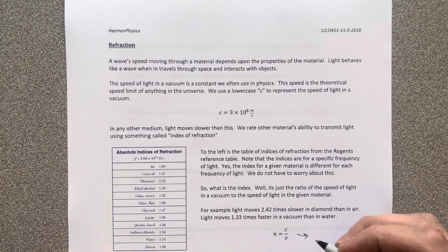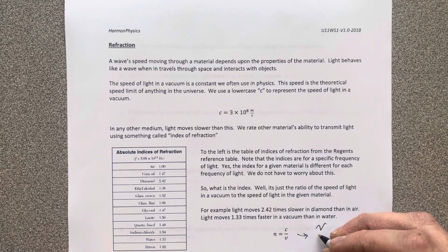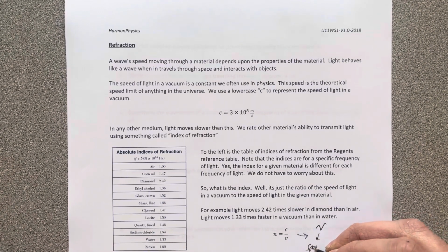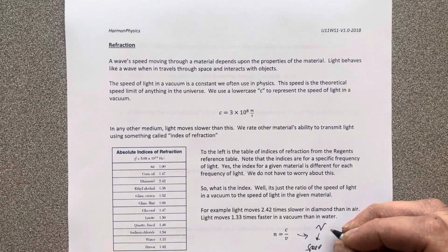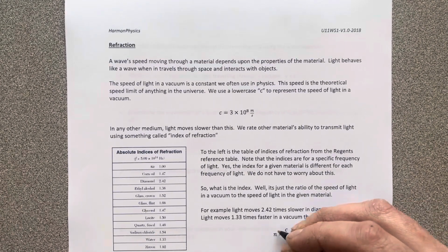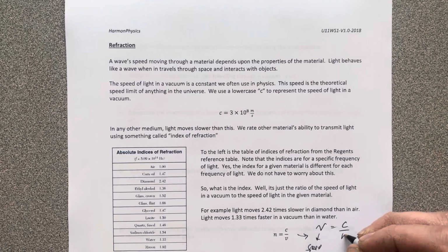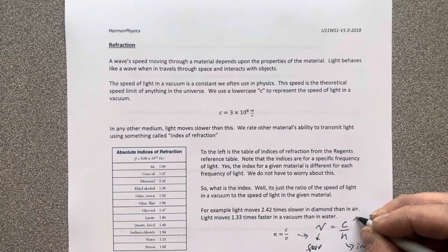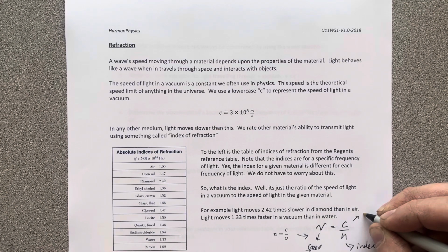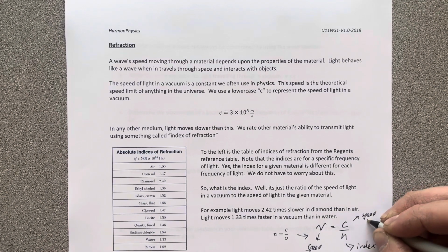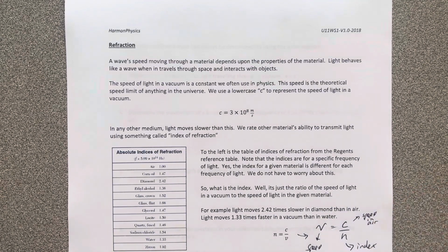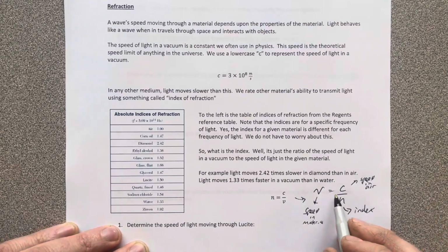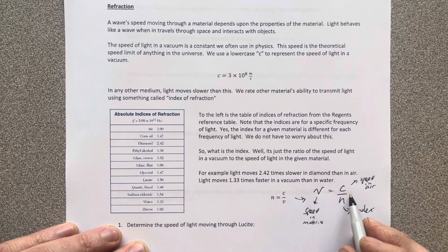Because I could rearrange this equation. So your V, that's your speed in the material. All right. So I multiply both sides. I cross multiply. C over N. This is the index, and this is the speed in air. So your speed in the material is the speed in air divided by the index.